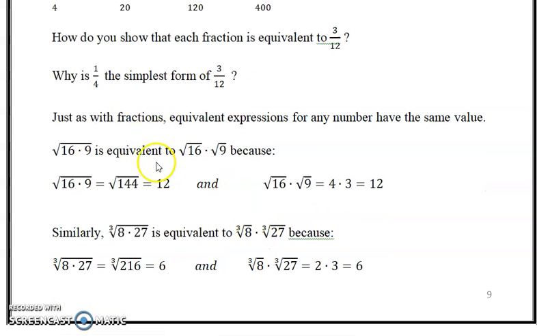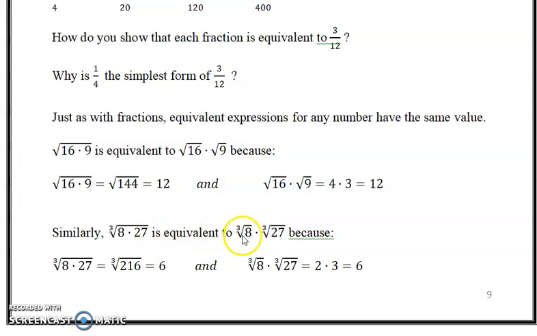If we have the square root of 16 times 9, that's equivalent to the square root of 16 times the square root of 9. Because 16 times 9 is 144, and the square root of 144 is 12. Also, the square root of 16, which is 4, multiplied by the square root of 9, which is 3, is also 12.